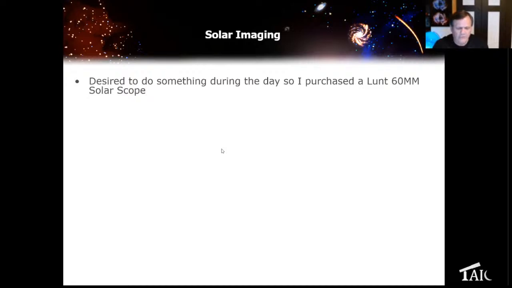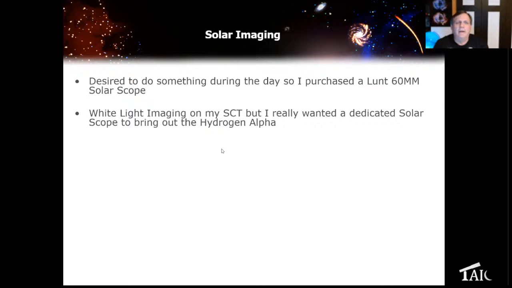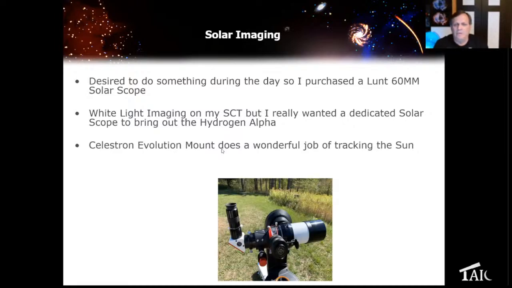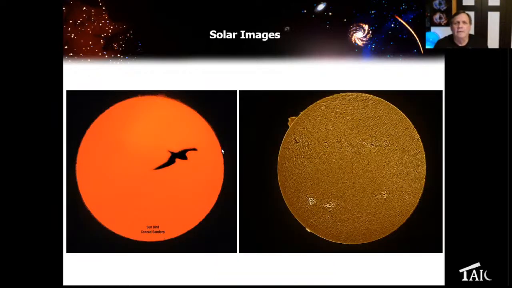Then I decided I wanted to start doing something during the day, so I purchased a Lunt 60 millimeter solar scope. I did some white light imaging on my SCT, but I really wanted a dedicated solar scope to bring out the hydrogen alpha. I found out that my Celestron Evolution mount does a wonderful job of tracking the sun. It did not need any kind of special sun tracker. I know there's a couple of companies that sell them, but my mount follows the sun just fine. And here is an image of my solar scope on my Celestron mount.